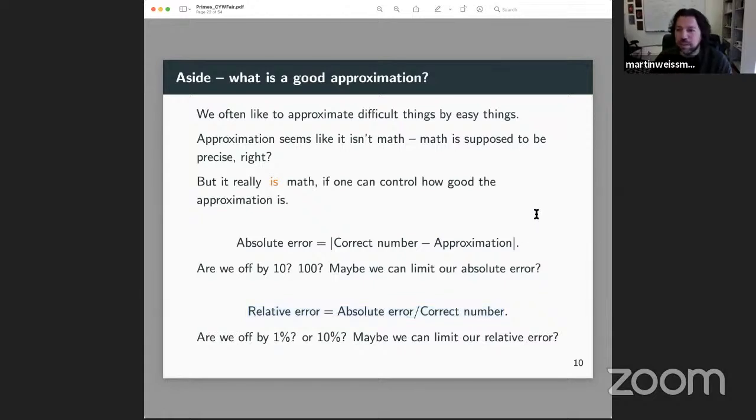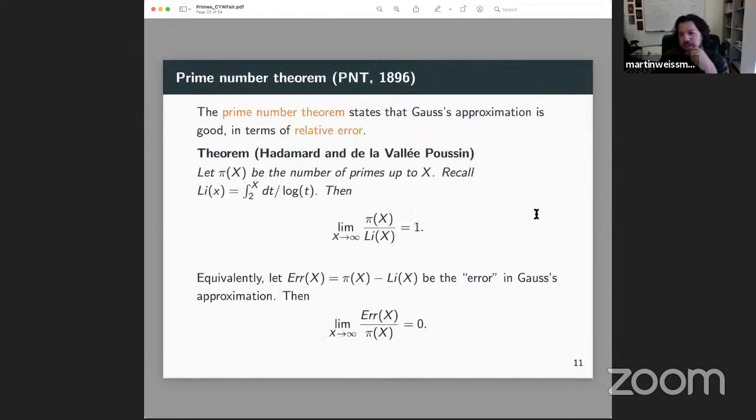So I just want to say something about what Gauss did and what sort of errors there are in it. And then I'll get to some more experimental things. So after Gauss, about 100 years later, two people, Hadamard and de la Vallée-Poussin, proved the prime number theorem.